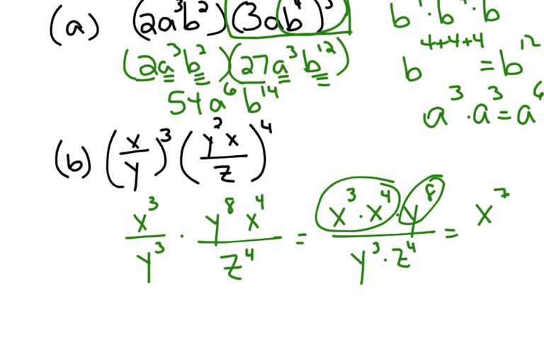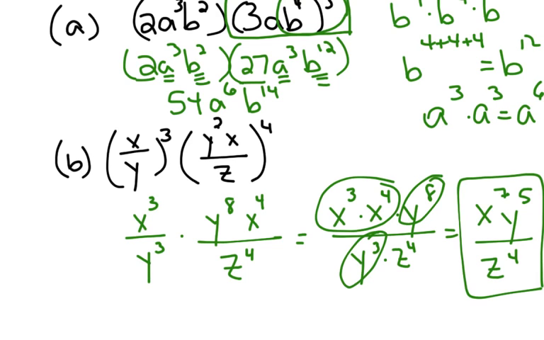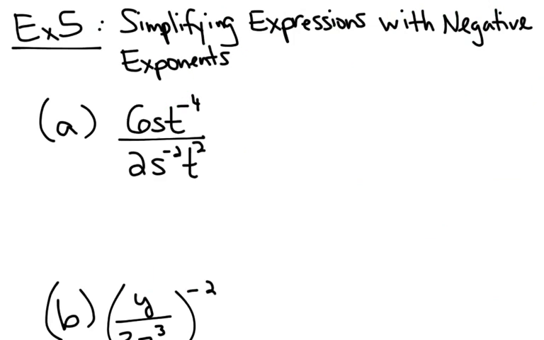I have a y to the 8th over y to the 3rd. That's the case where you subtract. 8 minus 3 is 5. And then there is nothing to simplify with the z to the 4th, so that would be the final answer.